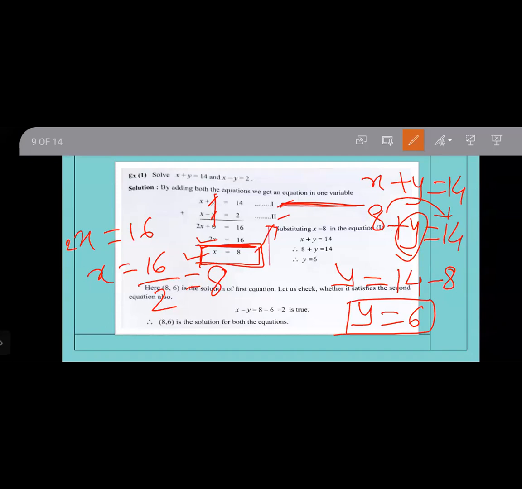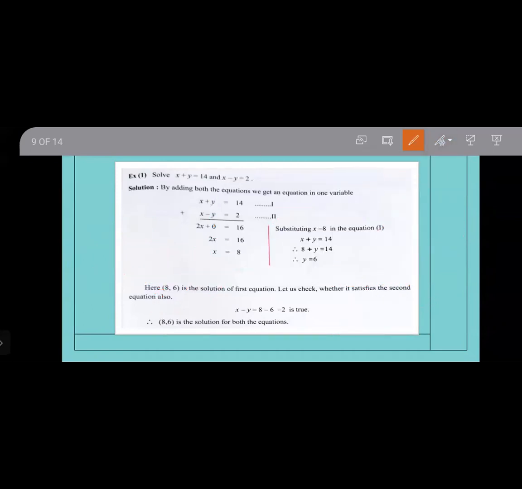Okay, y equals to what? 6. Your answer for x is what? 8. Y is what? 6. So that is the final answer. That is 8, 6. Why? Because first you have to write the value for x and then for y, this is the solution of the first equation. Now if you want to check whether it satisfies or not, take any of the equations.